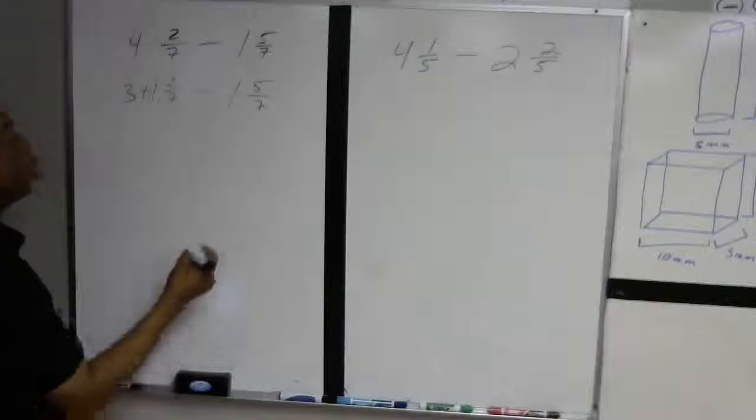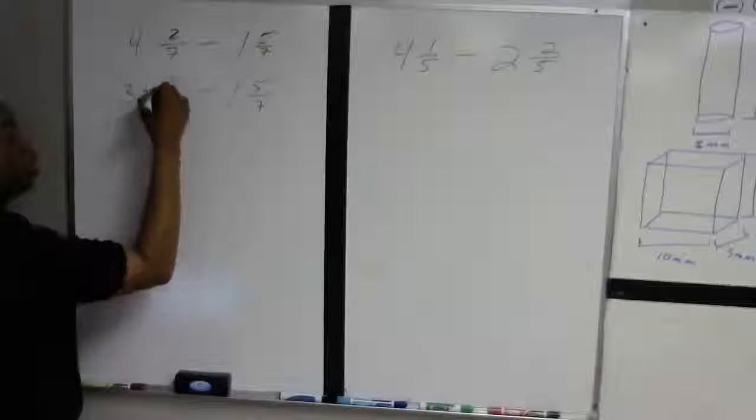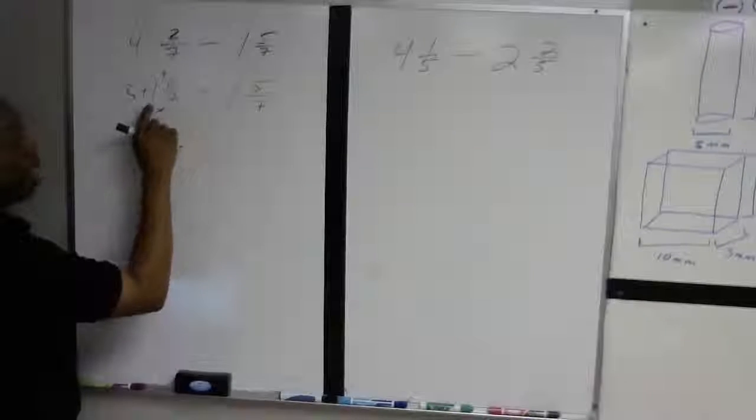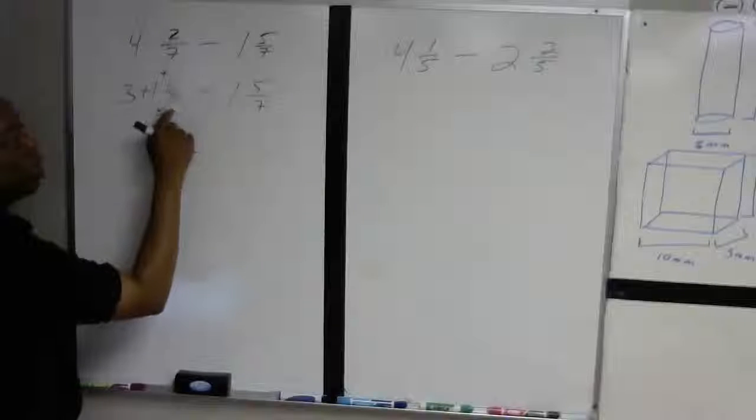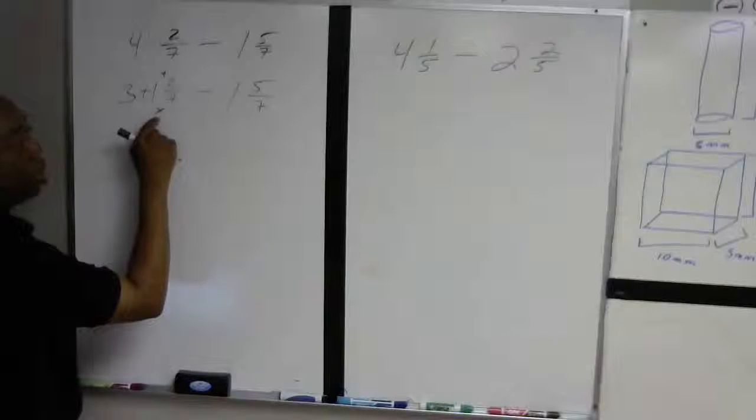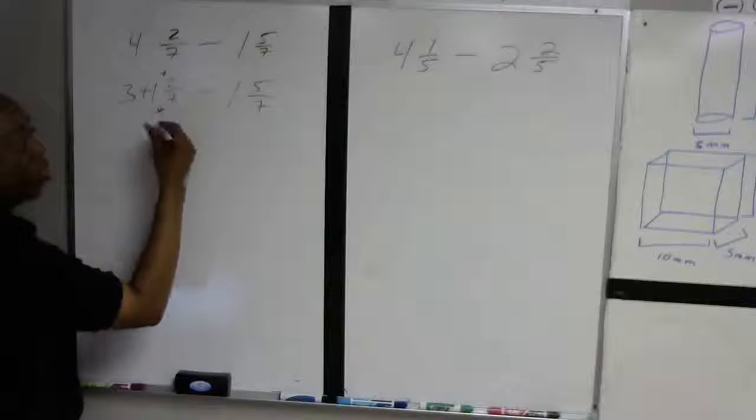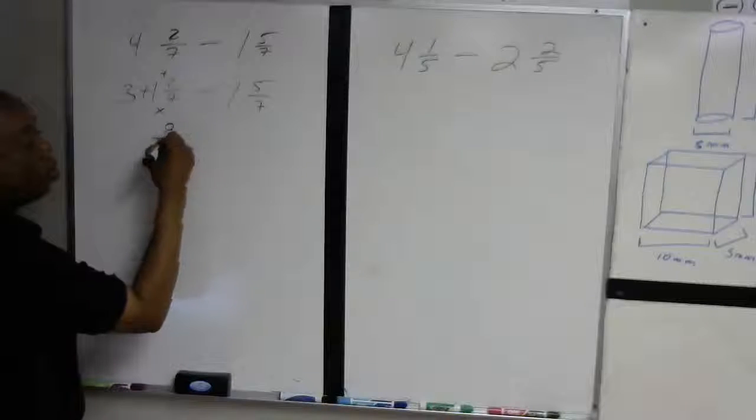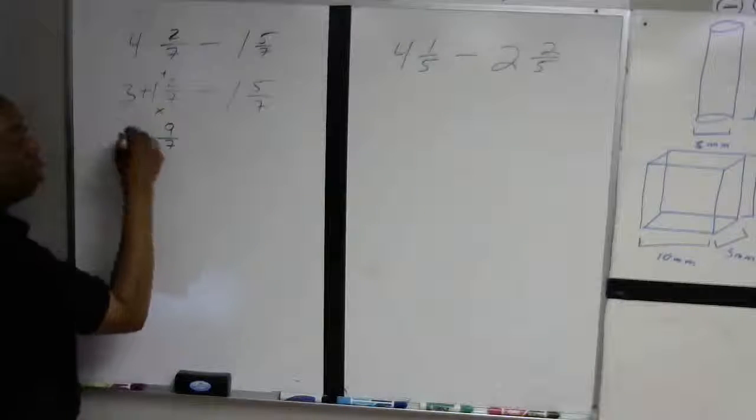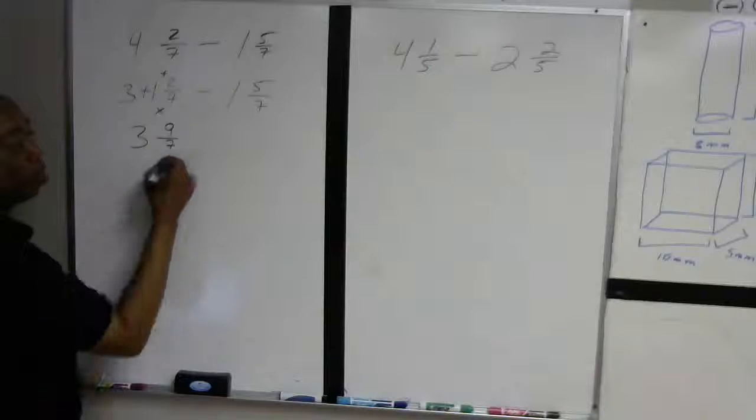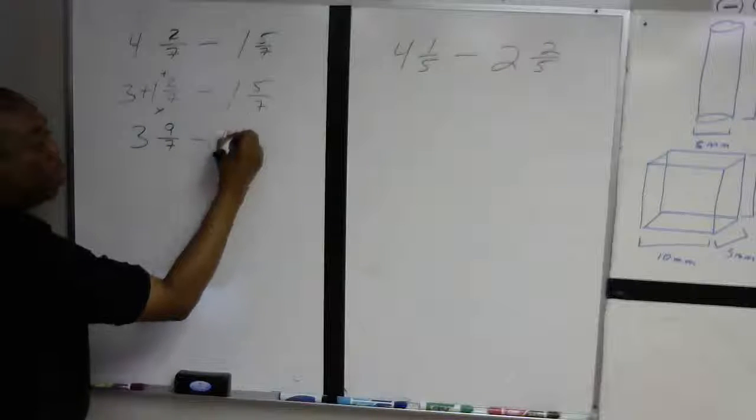And now we're going to use this 1 with multiplication and adding. So it'll be 7 times 1 plus 2. 7 times 1 is 7, plus 2 more is 9. So we'll get 9 over 7 now. And the 3 just simply comes down. Minus 1 and 5/7.